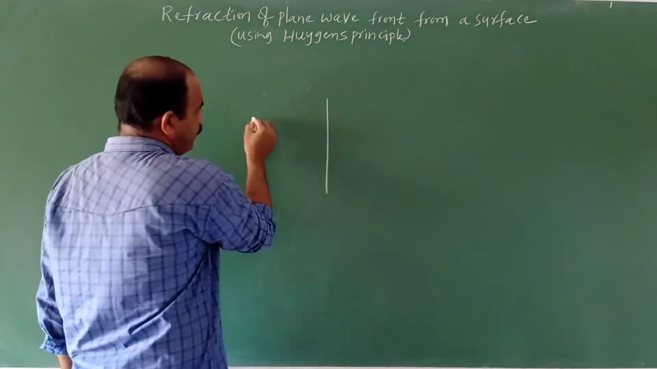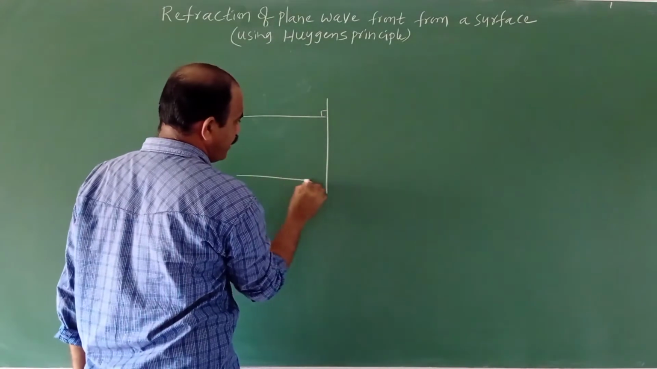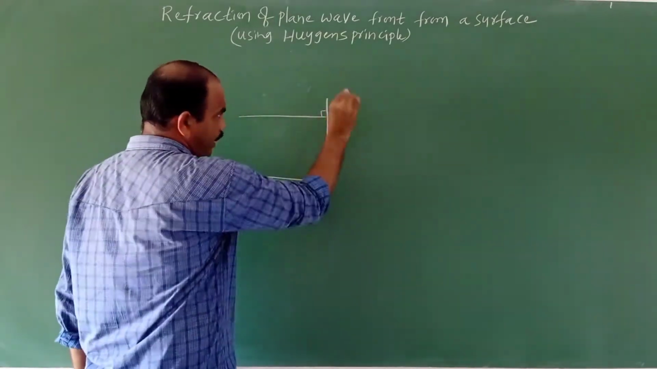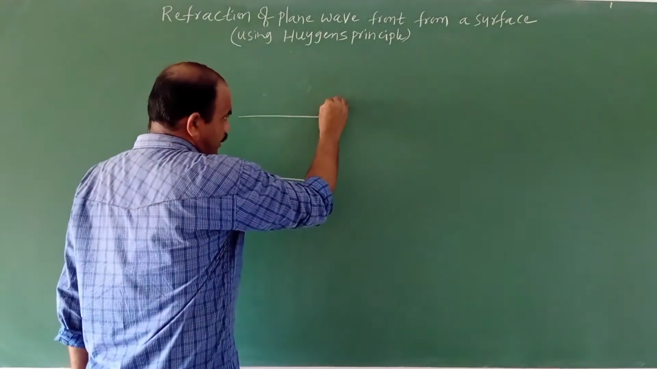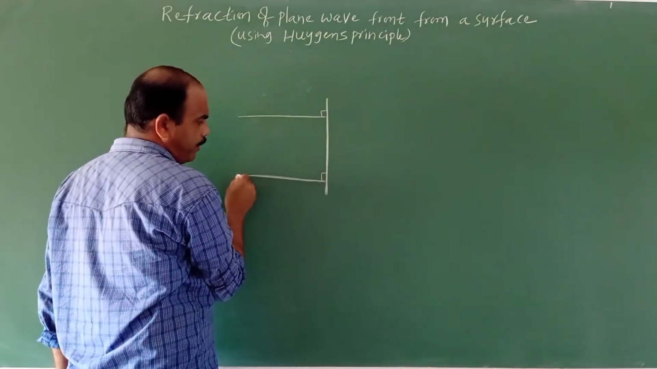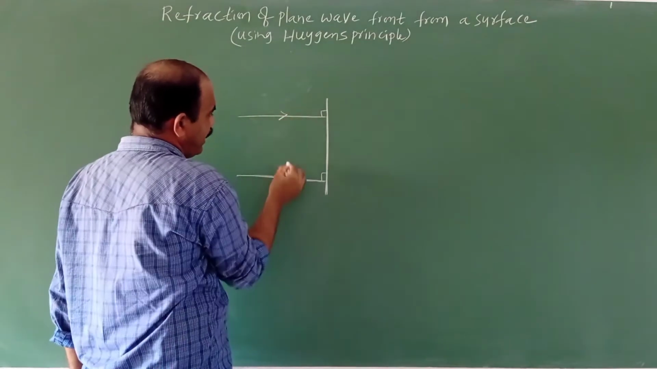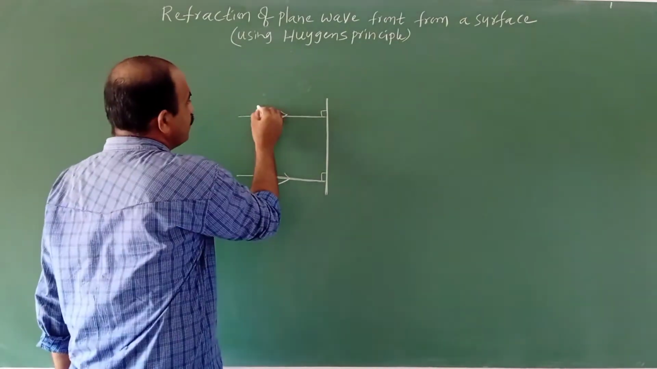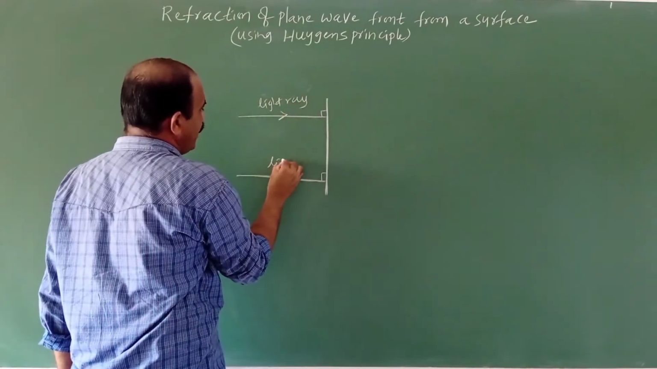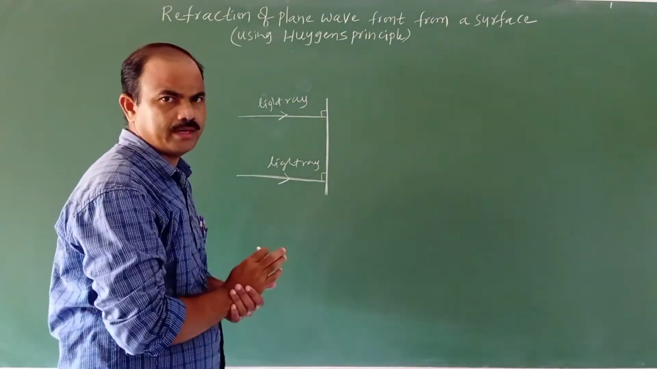The incident rays are nothing but the direction of propagation of energy. So if you draw a perpendicular to this wavefront, this is a plane wavefront, then for this plane wavefront, the direction of the perpendicular lines is nothing but the light ray directions. That light ray may be the incident ray, reflected ray or refracted ray.